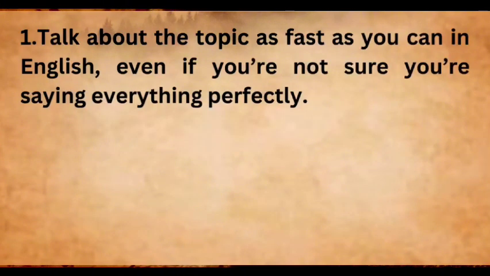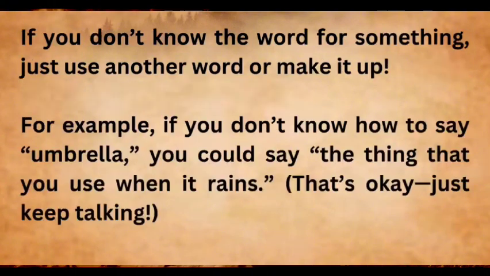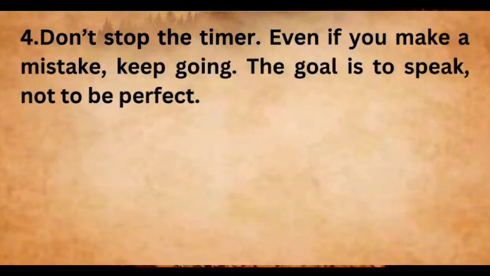3. Talk about the topic as fast as you can in English, even if you're not sure you're saying everything perfectly. If you don't know the word for something, just use another word or make it up. For example, if you don't know how to say umbrella, you could say the thing that you use when it rains. That's okay. Just keep talking. 4. Don't stop the timer. Even if you make a mistake, keep going. The goal is to speak, not to be perfect.